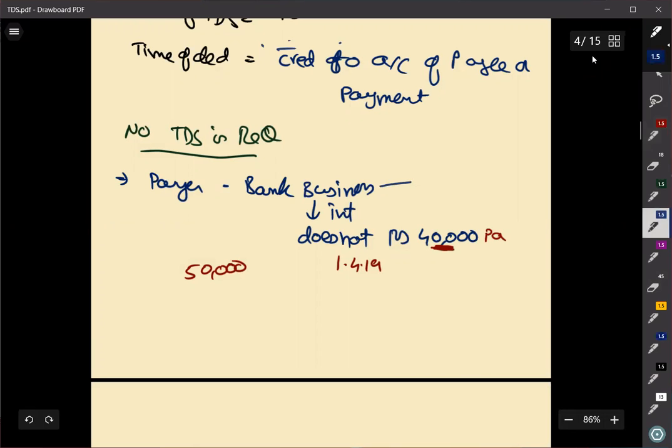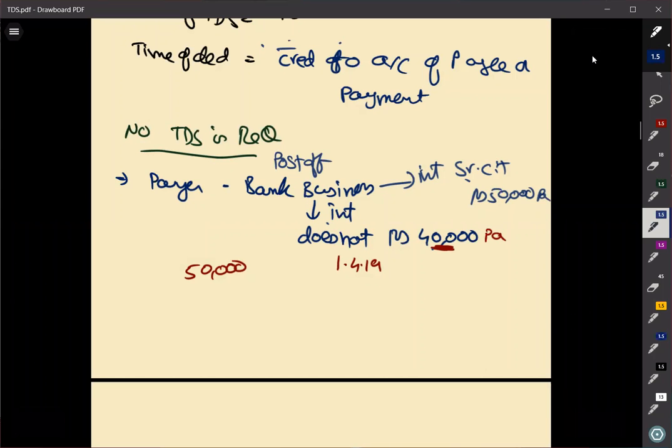Now, if the same interest is paid to a senior citizen, then it is rupees 50,000. If the interest is not paid to a senior citizen, the maximum limit is 40,000 per annum. If the interest is paid to a senior citizen, the limit is going to be 50,000. This applies not only to banks, this also applies to the post office. Whenever the post office is also paying some sort of interest, the same provision applies to the post office and the same provision applies to banks.